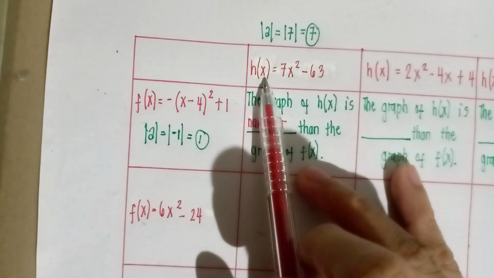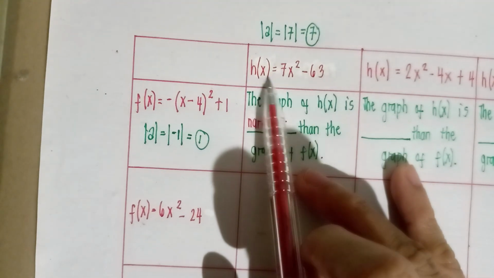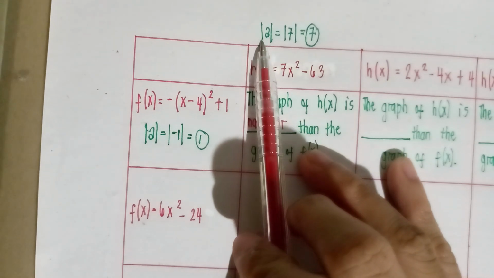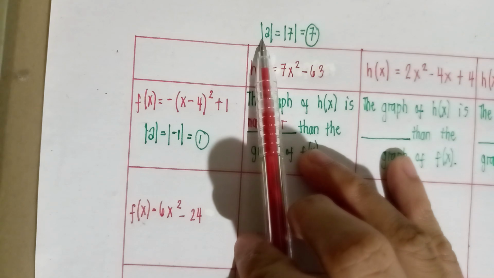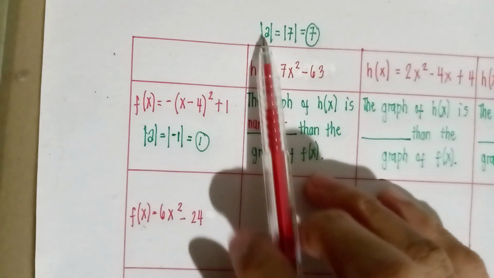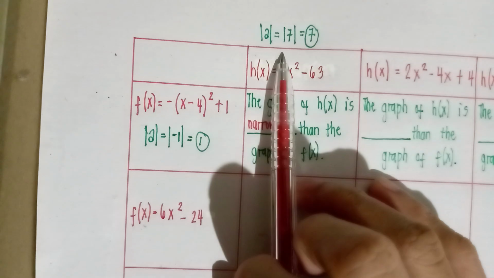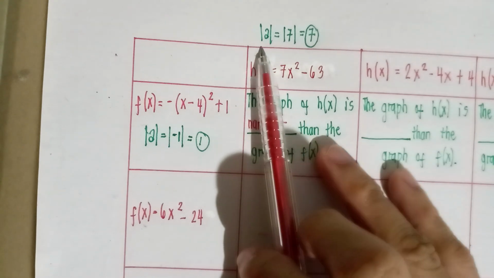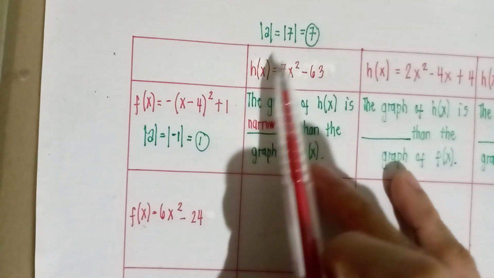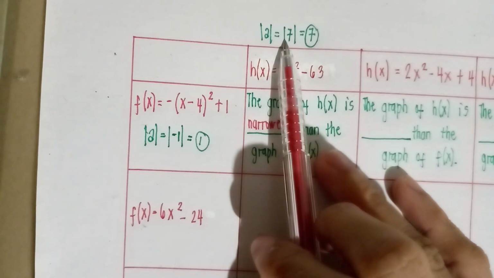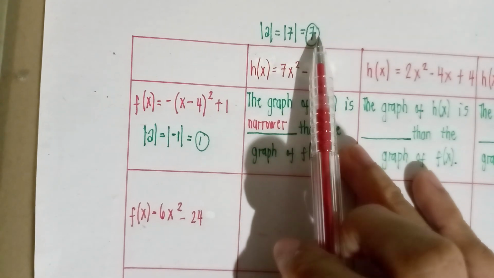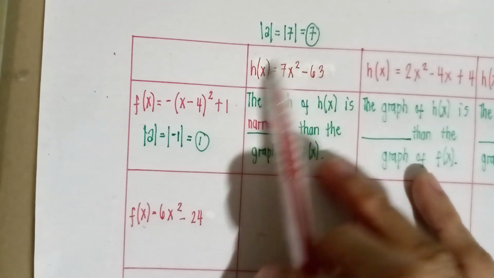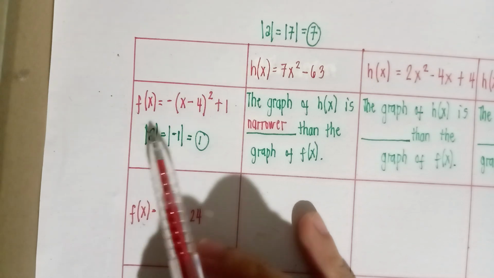So, here in h of x, the value of a is 7, right? Take note that you are going to take the absolute value of a, so expect a positive sign for your value. The absolute value of a for this h of x quadratic function equals, substituting the value of a, the absolute value of 7, which is still positive 7. That is the absolute value of a in h of x.